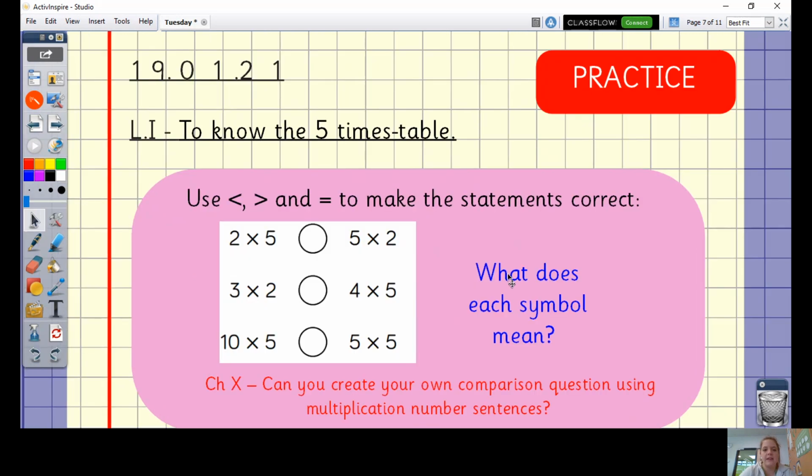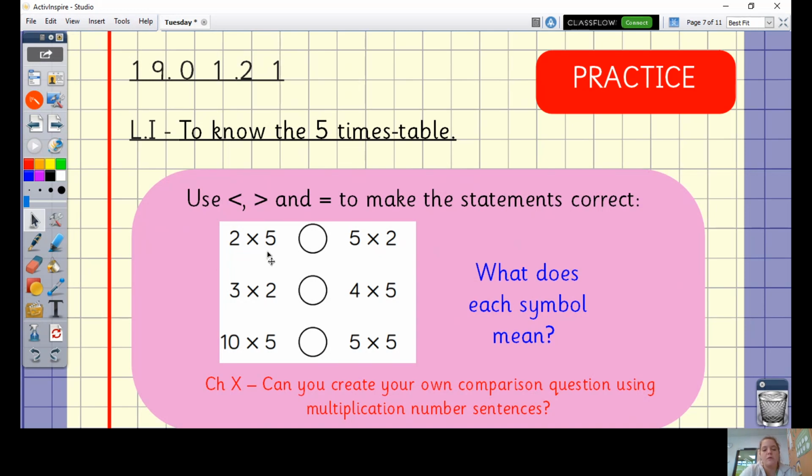Okay, so finally then, let's move on to our practice. Now, we had another question like this a couple of lessons ago, practicing using those symbols: the greater than symbol, the less than symbol, and the equal sign. Remember that the crocodile eats the greatest number. Okay, so look at each side then.